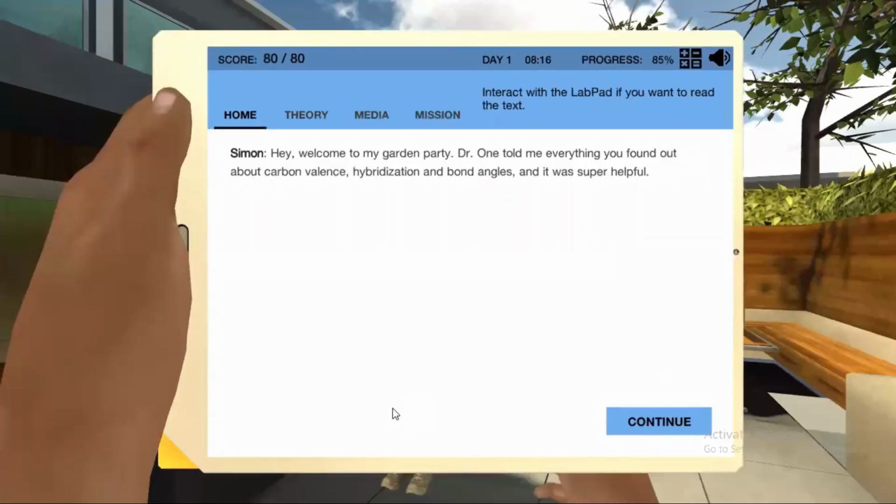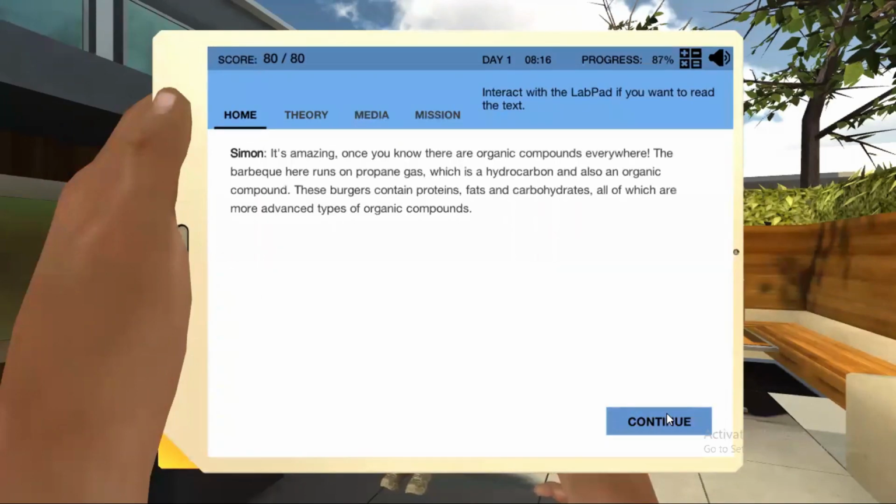Hey, welcome to my garden party. Dr. One told me everything you found out about carbon valence, hybridization, and bond angles, and it was super helpful. It's amazing. Once you know, there are organic compounds everywhere. The barbecue here runs on propane gas, which is a hydrocarbon and also an organic compound. These burgers contain proteins, fats, and carbohydrates, all of which are more advanced types of organic compounds.